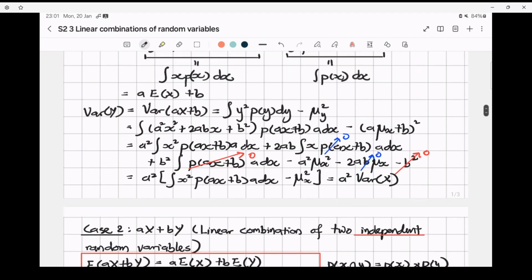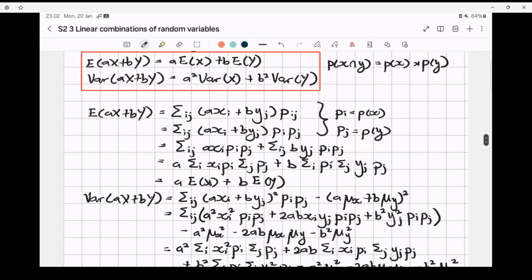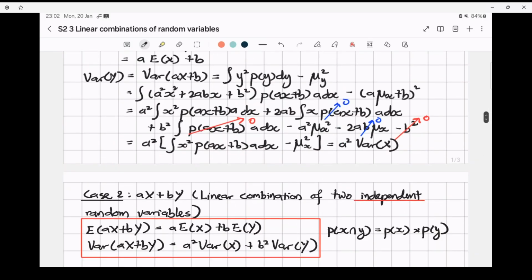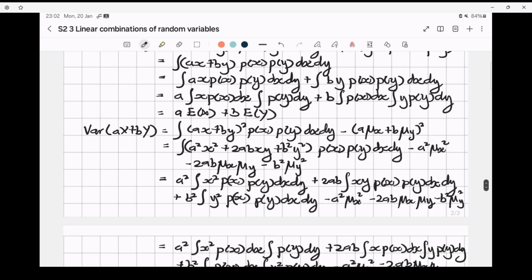So these four equations within the red rectangle are the most general formulas. Of course, you can substitute, for example, a equals 1, b equals 0, and then find out what happens. But basically, those are the equations. That is the most general one. You can use it for all scenarios. And over here, I basically show you how you can derive the same formula for discrete and continuous random variables.